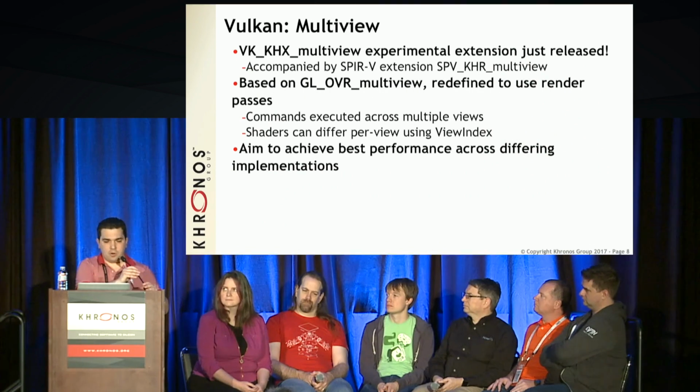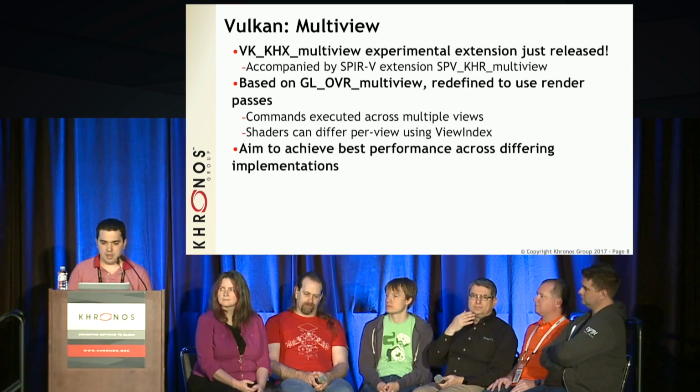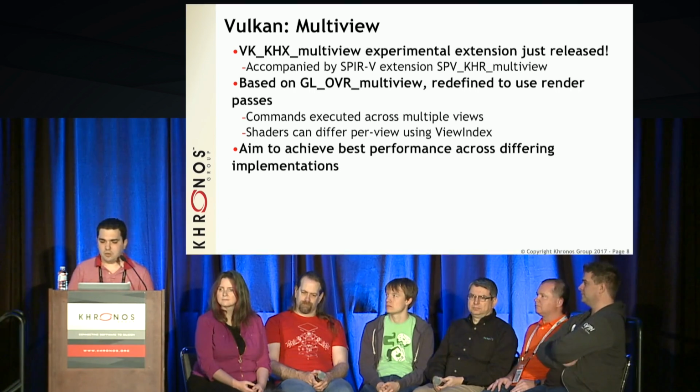So a quick run through of multi-view for Vulkan. As I mentioned, it's an experimental extension, just released yesterday, and it's accompanied by the SPIR-V extension that enables specifying the view index per shader. It's based on OVR multi-view, which is the GL ES extension, but redefined to use render passes in Vulkan. And its aim is to achieve the best performance across different implementations.